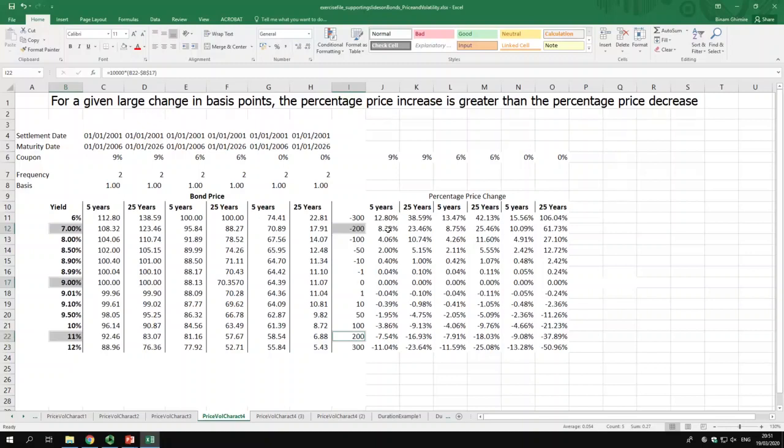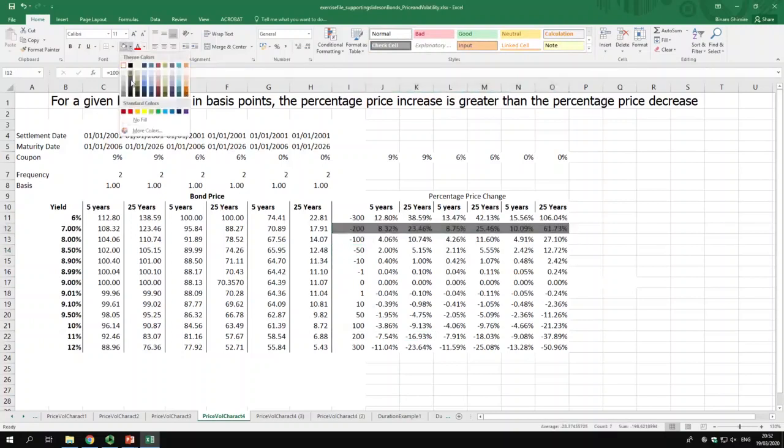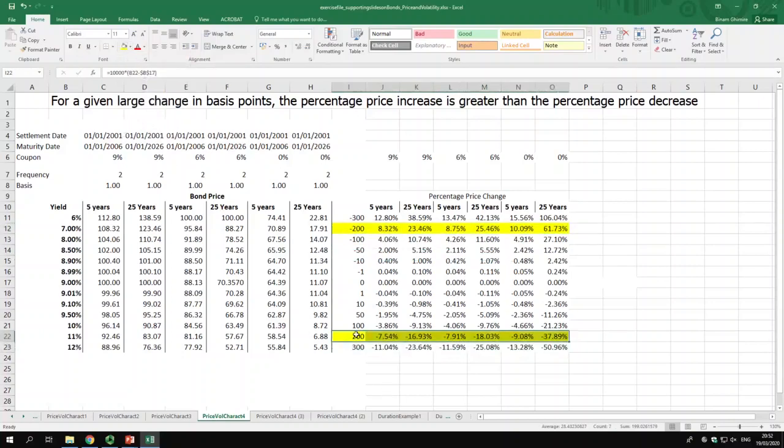So as you can see, this 8.32 is bigger than 7.54. In case of this bond 25 years, 23.46 is greater than negative 16.93, and so on. So this is what you can note, and therefore this property is meaningful. And this is something we can note here as well, 11.04, whereas it is 12.8. 300 basis point, which is the largest change in the yield here.